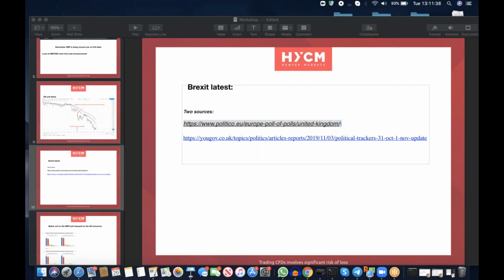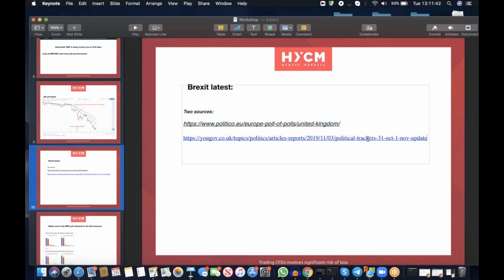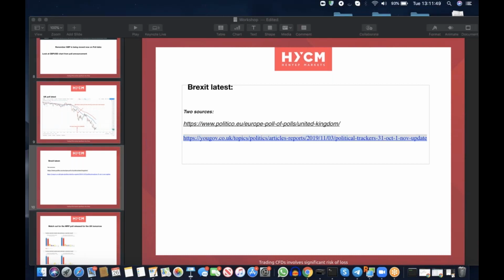So that is a poll of polls, and this is the YouGov poll. Do follow the YouGov poll; it is the poll that I see reported on most. So the YouGov poll I've just sent there now, that's the one I see most reference to. So just be aware of that.